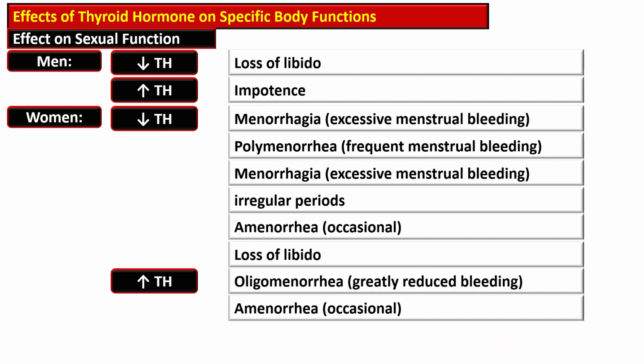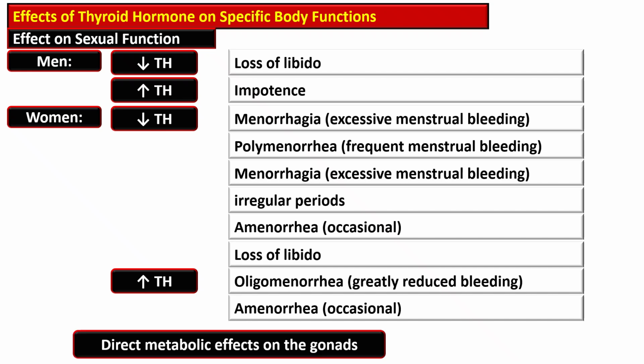Then in hyperthyroidism, there is oligomenorrhea, that is infrequent light menstruation, and occasionally amenorrhea occurs. So for the thyroid hormone's effect on sexual functions, what is the underlying mechanism? The underlying mechanism is a direct metabolic effect on gonads and an indirect effect via anterior pituitary hormones. There are feedback loops that impact FSH, LH, and other sex hormones.